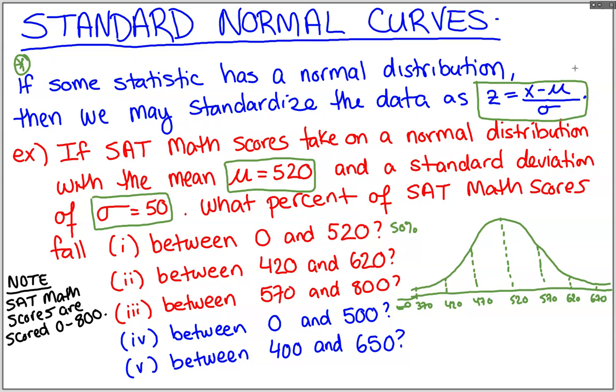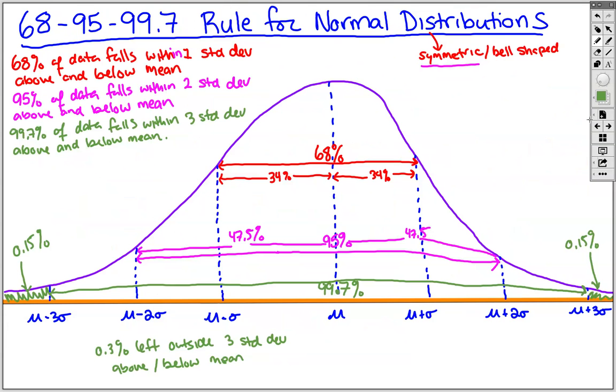So, we want to know the percentage of data that falls between 420 and 620. Well, isn't that just 2 standard deviations above and below the mean? So we know by our 68, 95, 99.7 rule that that would be 95% of the data, right? Because we said back here that 95% of the data falls between 2 standard deviations above and below the mean.